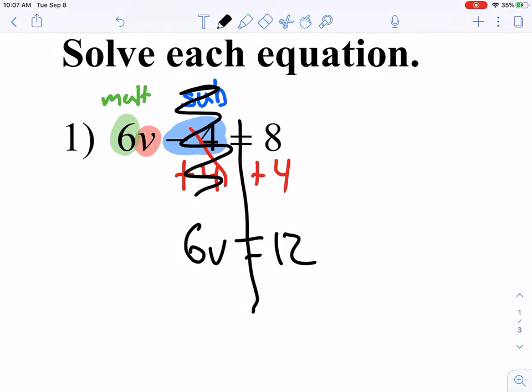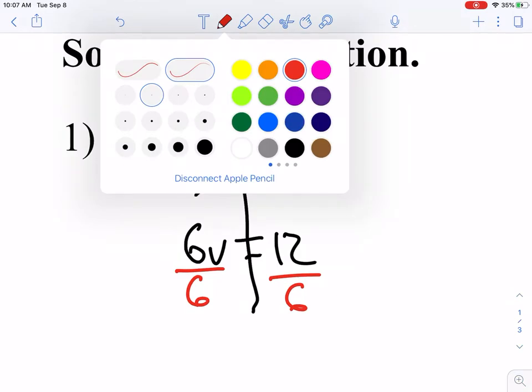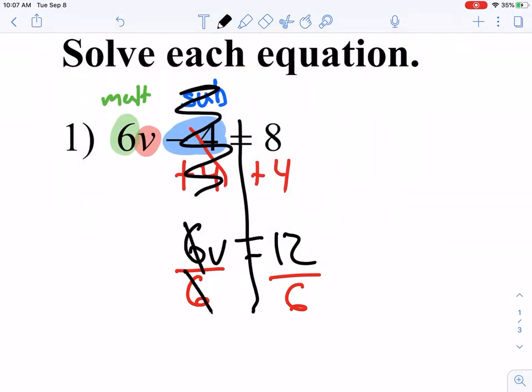And remember we said earlier that 6 was multiplying. So when 6 is multiplying with v, the inverse, or the opposite of multiplying, is to divide. So we undo multiplication with division. So when I undo that, I'm left with v equals, and then 12 divided by 6, which will give us 2. So v equals 2.